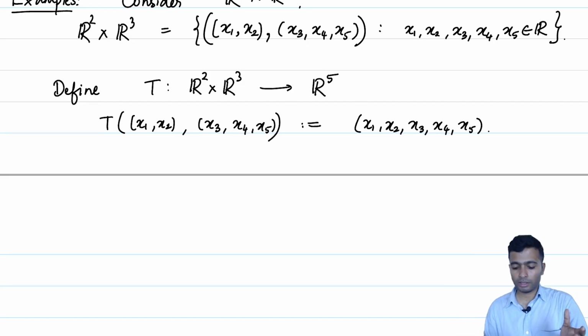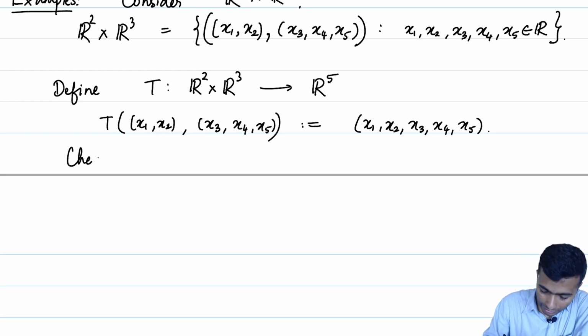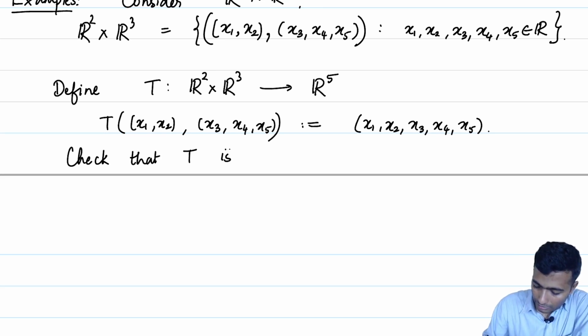Define T to be this particular map from R2 cross R3 into R5. It is very easily checked that T is a linear transformation and that it is both injective and surjective, and therefore it is an isomorphism. So, I will just leave that as an exercise. Check that T is an isomorphism.